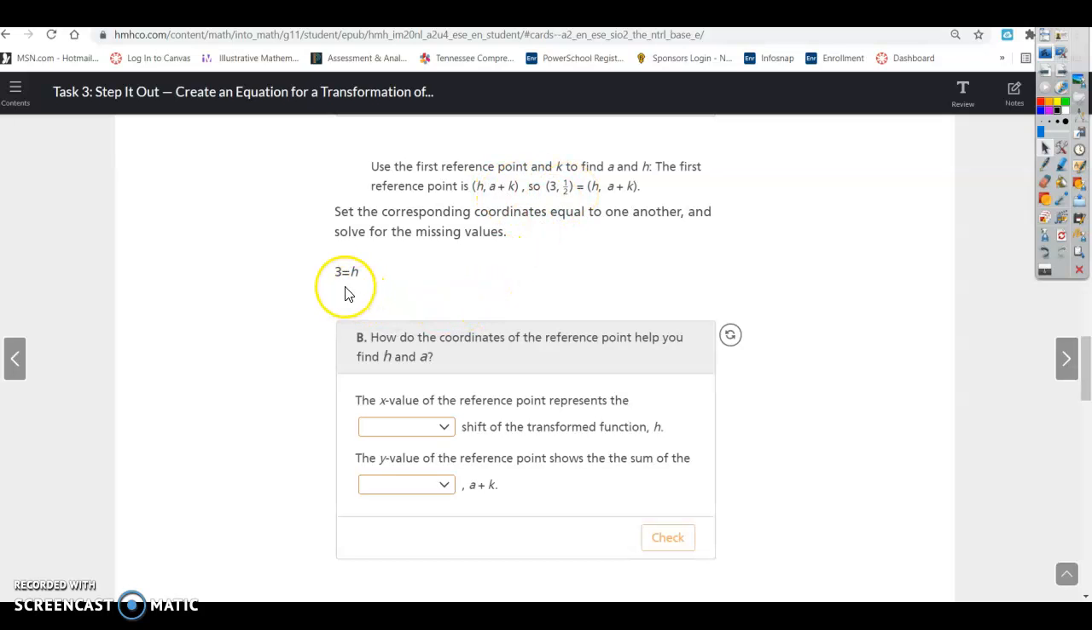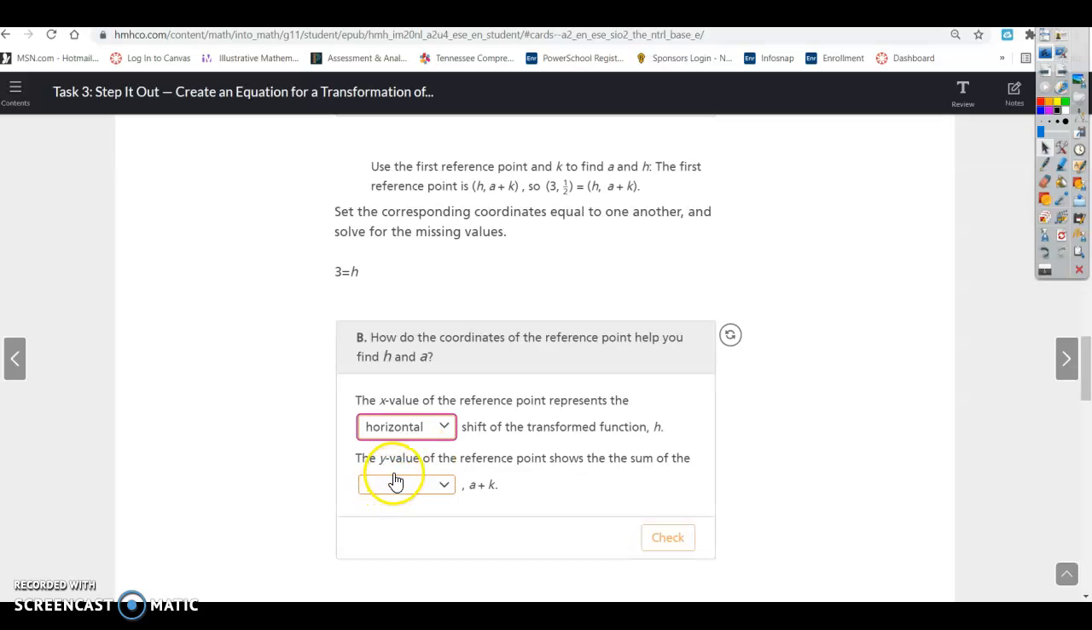All right, so that makes it very easy to find h. And then we have to do a little bit more. We already know what k is. k was equal to the horizontal asymptote. So that's your vertical movement there. So we can find a knowing h and k. All right, so it says how do the coordinates of the reference points help you find h and a? All right, so the x value of the reference point represents some shift of the transformed function. So that's your horizontal shift.